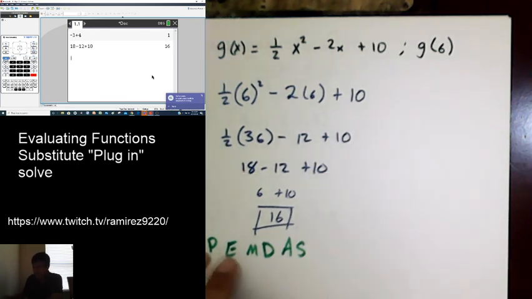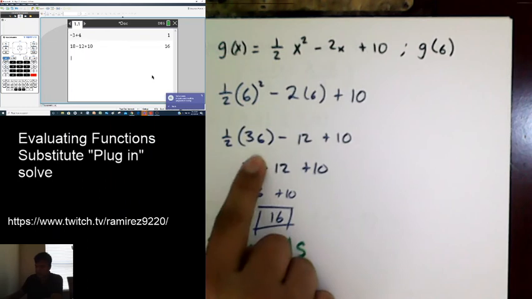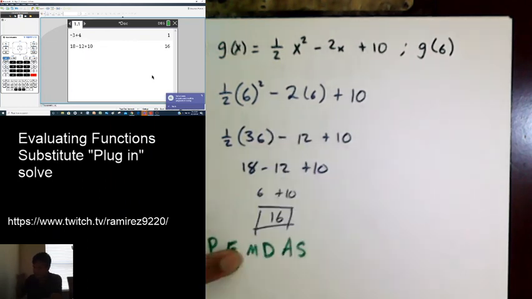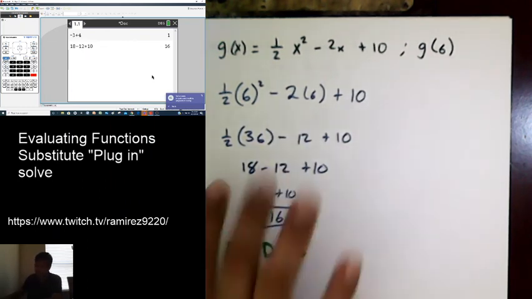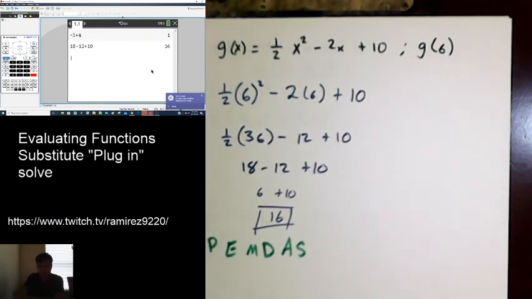E stands for exponent, so that's why you saw me squaring, then multiplication, right? There was no division, addition, subtraction, left to right. But anyways, guys, that's it.